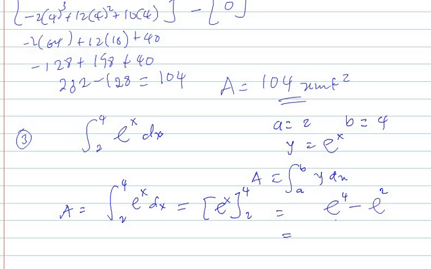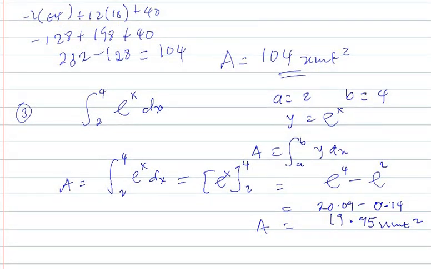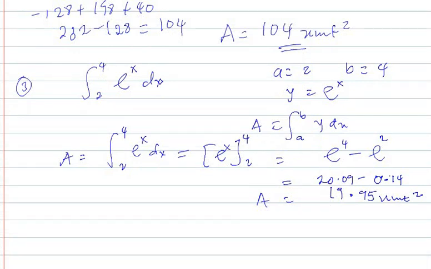If you like, you can press this on the calculator. e to the 4 is 20.09 minus e to the 2, which is 0.14. So the total answer will be 19.95 units squared. So let's see if we can take another question. No need to take another question, this is very easy. No need to bother yourself. So let's take the last question.